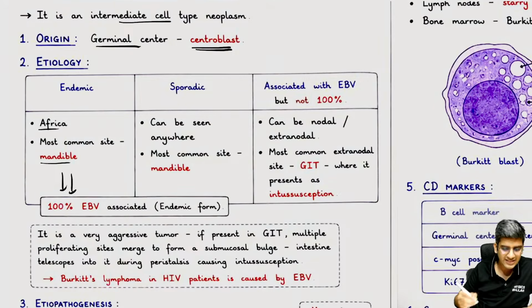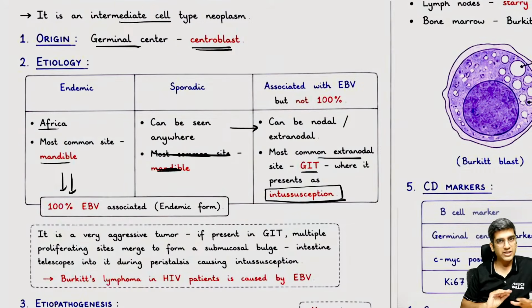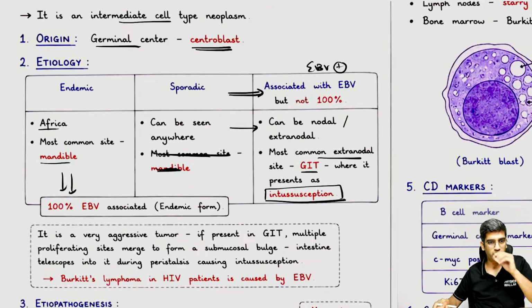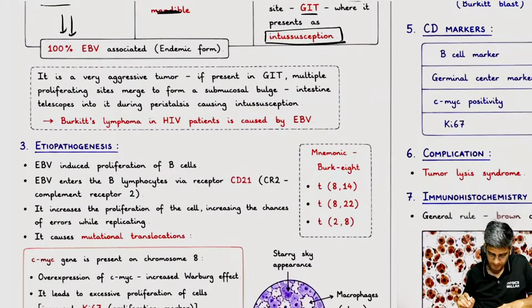Sporadic Burkitt can be seen anywhere in the world. The common site is not mandible. Sporadic Burkitt can be nodal as well as extranodal. If it's extranodal, it can present in the GIT as intussusception. It can be in the node or it can be extranodal. And sporadic Burkitt lymphoma is also EBV positive, but it's not 100% EBV positive, right? That's the difference between endemic Burkitt lymphoma and sporadic Burkitt lymphoma. Fine. Okay. Done. Fine. Great.